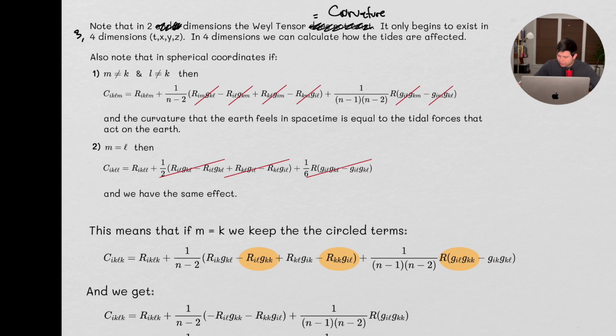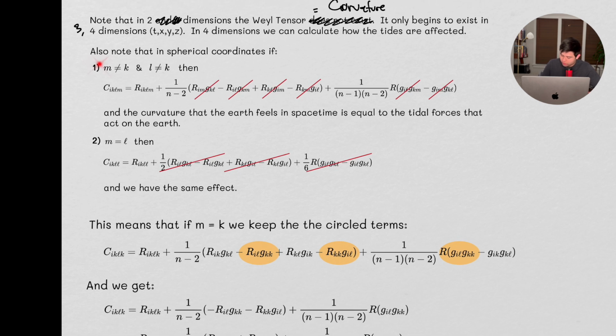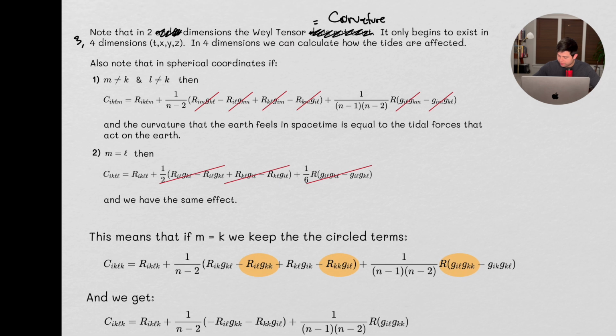In 4 dimensions, we can calculate how the tides are affected. So this is probably going to be a long video, by the way. Not long as in like an hour, but this is quite interesting, right? So we want to note a few things about this. In 4 dimensions, we can calculate how the tides are affected due to this eclipse, or due to some body forcing, or due to what the Earth experiences as it's traveling along some geodesic, okay?